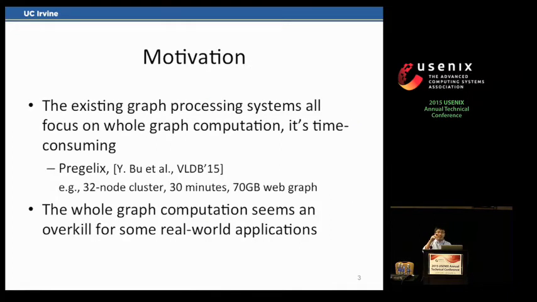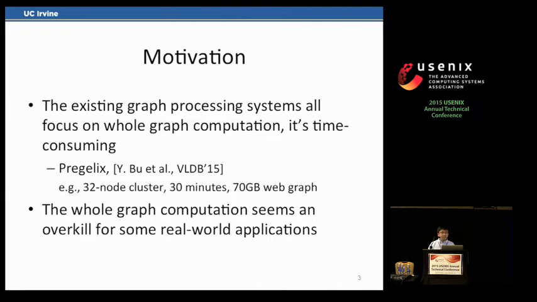The existing graph processing systems all focus on whole graph computation, which is time-consuming. For example, using a 32-node cluster, it takes a distributed graph processing system more than 30 minutes to do a whole graph computation over a 70-gig web graph for a very simple community detection graph algorithm. The whole graph computation seems an overkill for some real-world applications.